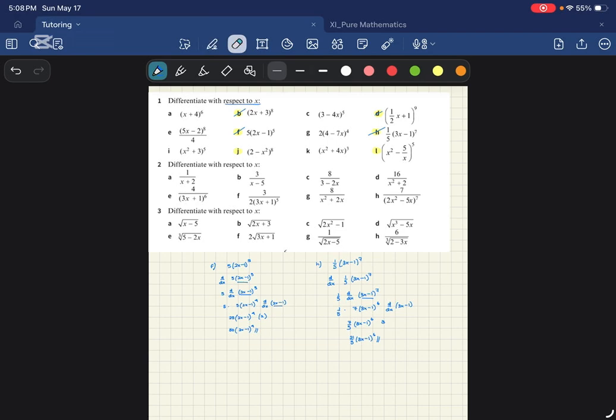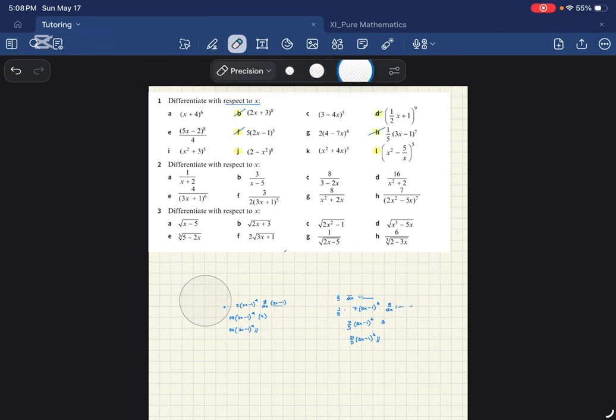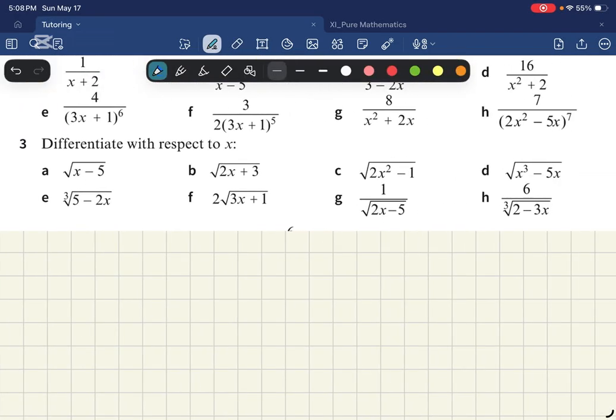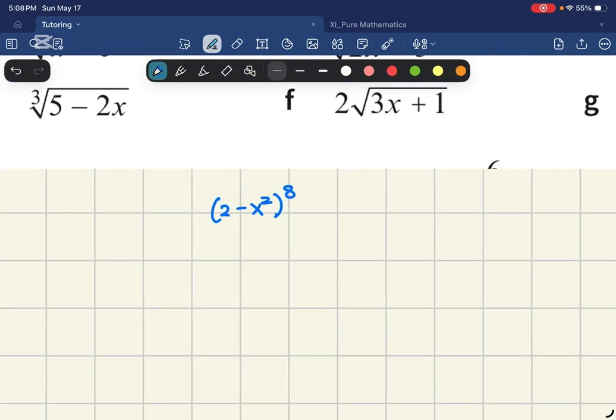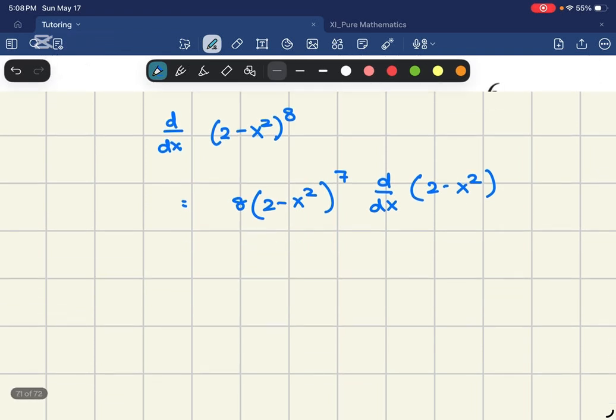Now j. So I'm going to erase this. I hope that is okay. So j is (2 − x²)^8. So you want to differentiate this. You do the regular thing. So 8(2 − x²)^7. But is the inside just x? No. This is 2 − x², so you differentiate 2 − x². Was this x? No.